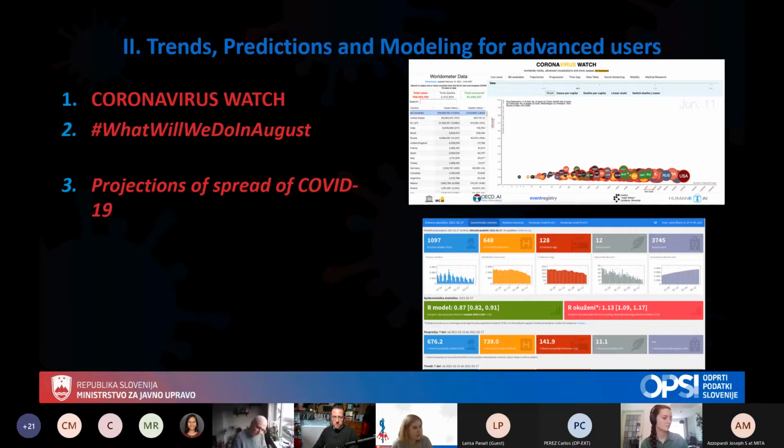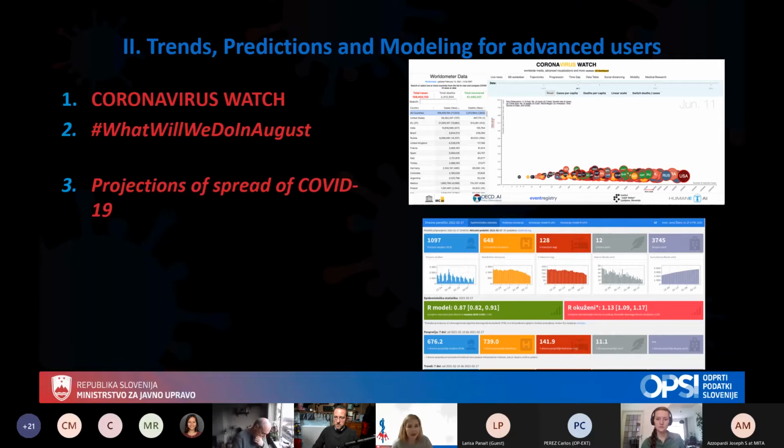And the third one is the projection of spread of COVID-19. It uses the SEIR model, the dynamics of the four epidemic populations: susceptible, exposed, infected, and cured. And this is this one.